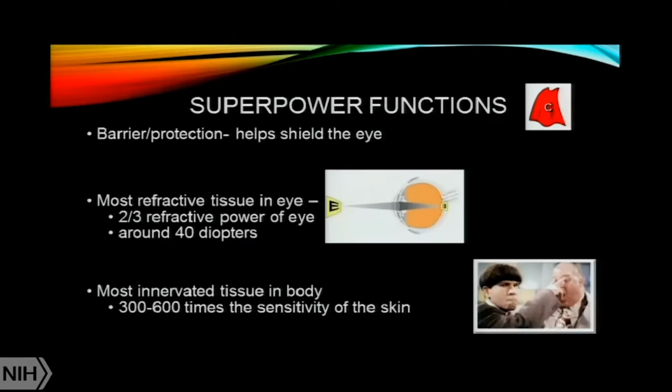Slide: superpower functions. Again, I'm not going to talk about each of those aspects of the portfolio because there's way too much to cover. So I narrow it down to what I like to call the three superpowers of the cornea. The cornea is a barrier of protection, helps shield the eye from the environment, and it's also the most refractive tissue in the eye. The overall refraction of the eye is about 60 diopters. The cornea has roughly 40 of those diopters, whereas the lens just has a third of that, around 20 or so. It's also the most highly innervated tissue in the body, so it has 300 to 600 times the sensitivity of the skin.